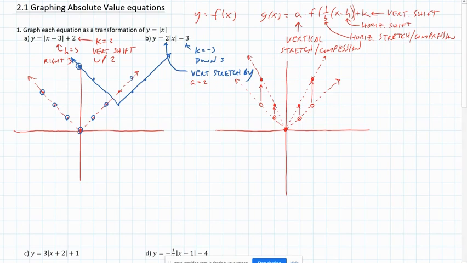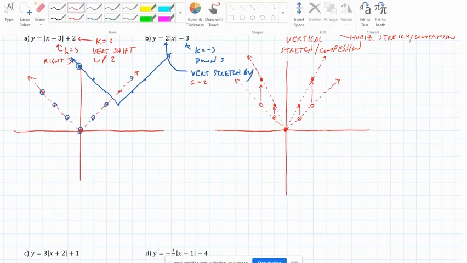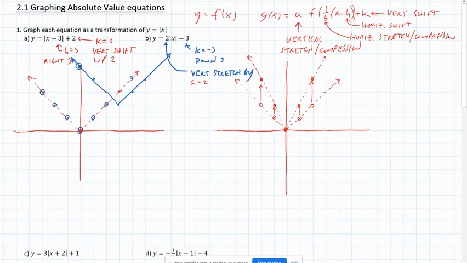And now we're going to take all the points on that graph and shift them down 3. So this point down 3 is here. This point down 3 is here. This point down 3 is here. Oh, sorry, this point down 3 is here. This point down 3 is here. And so our final graph looks like this.